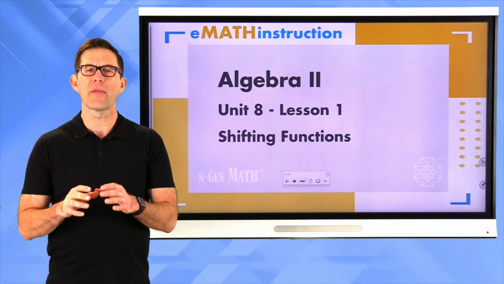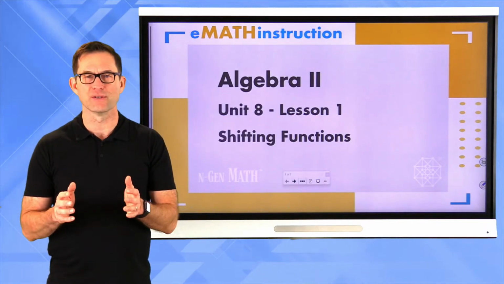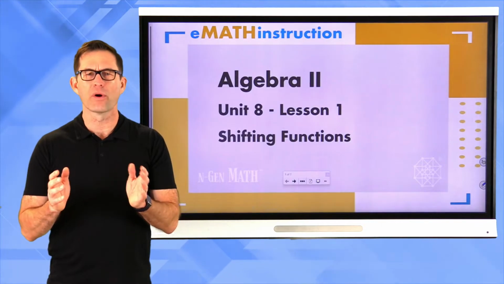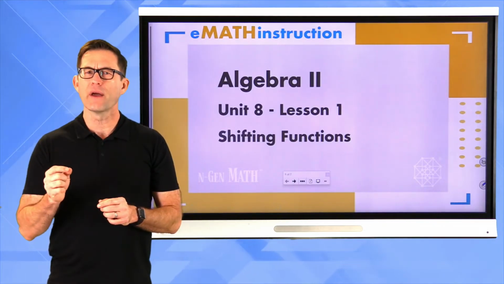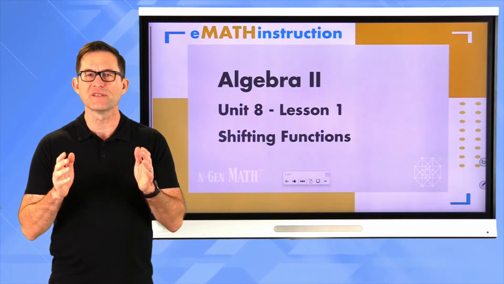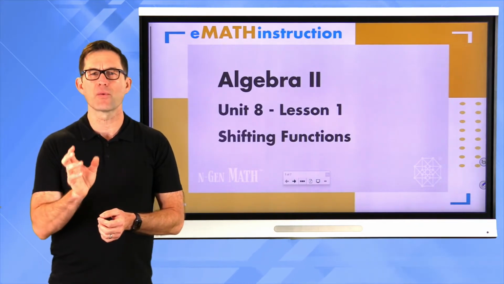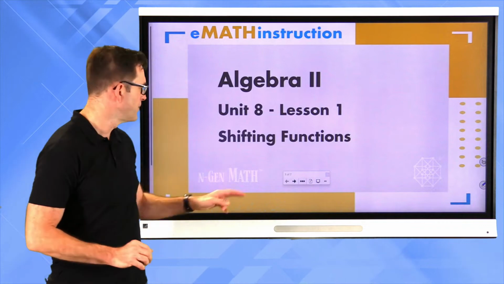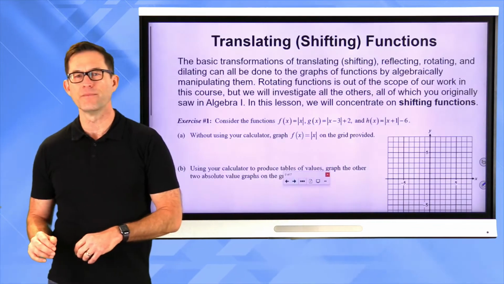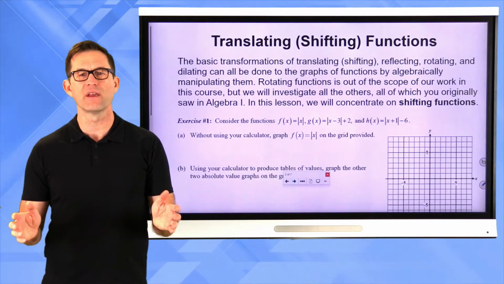Unit 8 is all about the transformation of functions. And you've dealt with this before in Algebra 1, so let's get right into it and start discussing it with the simplest of all transformations, which is simply moving a function around vertically and horizontally. Here we go. Translating or shifting functions.